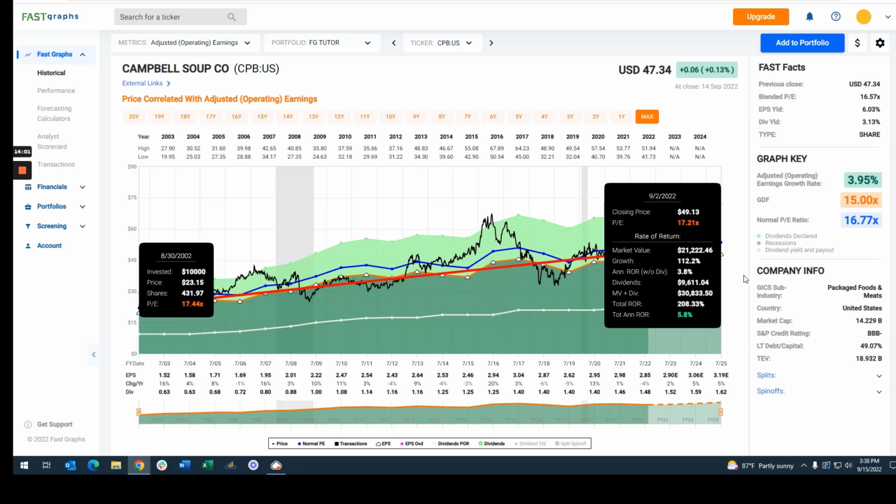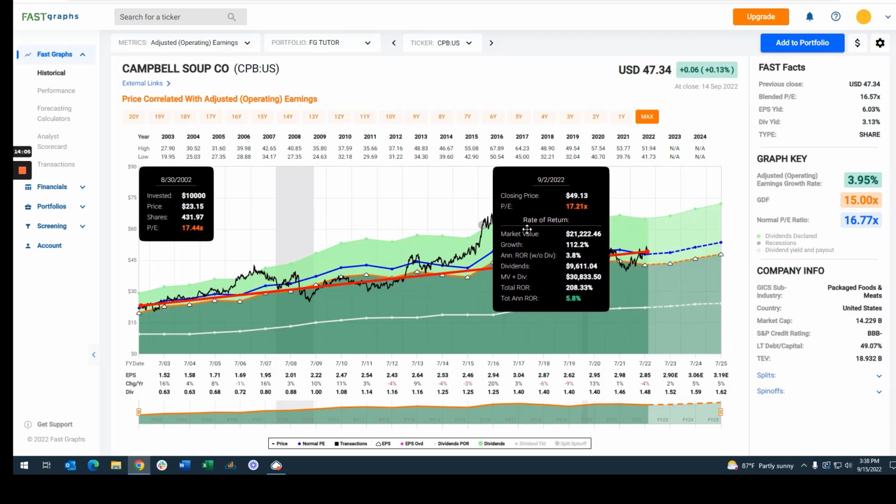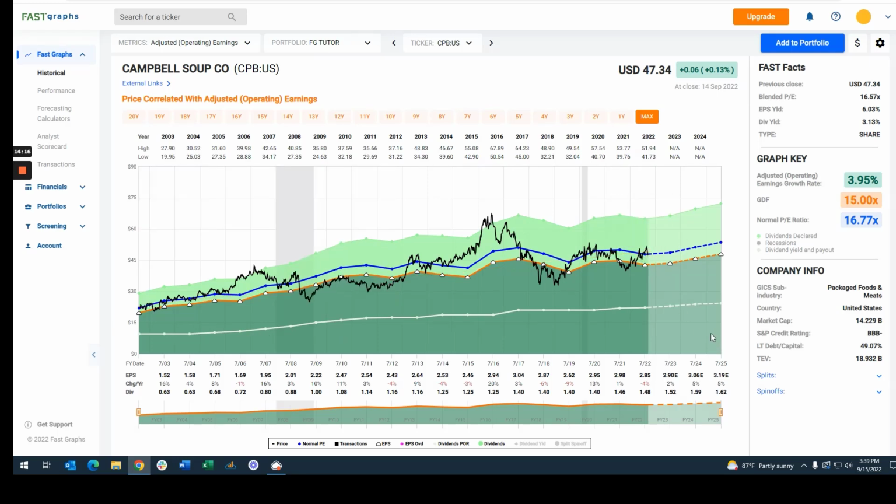But the point is, fair value allows you to fully participate in the growth of the company. But your rate of return is going to be determined by buying the company at value, above value, or below value, coupled with the growth. And that's part of what FAST Graphs allows you to do.